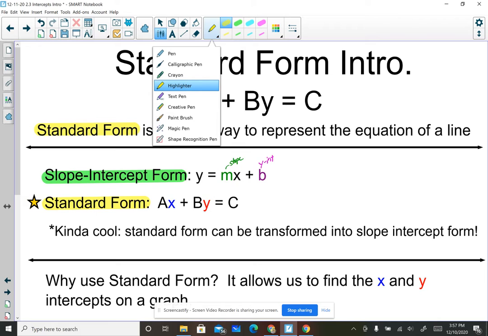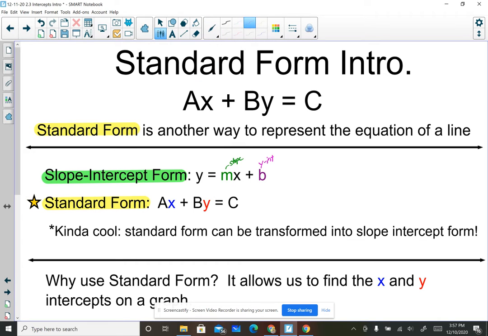The cool thing about standard form is that it can always be transformed into slope-intercept form, and you've actually already done that. If we have an equation like 2x plus 3y equals 12, this equation right now is in standard form because ax is 2x, by is 3y, and c equals 12. So a, b, and c are just numbers.